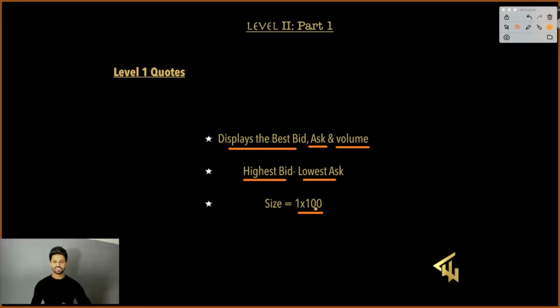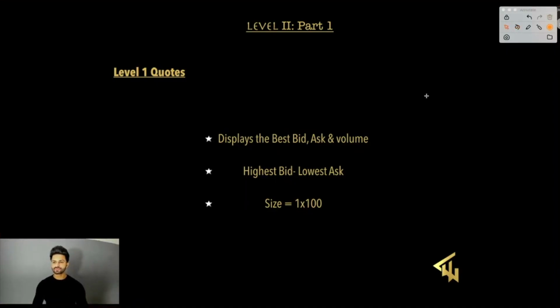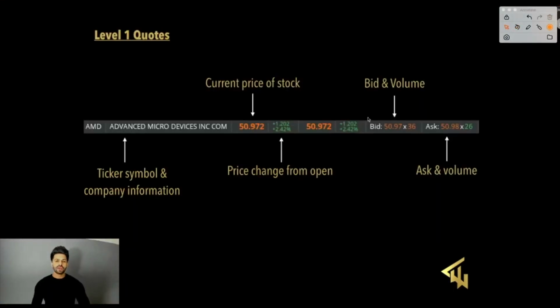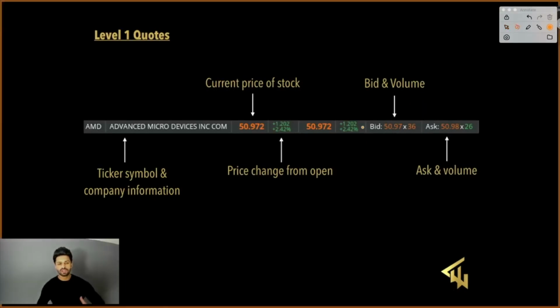Okay, so you might see 5 or 10 or 25 or 30, whatever that number is next to that best bid and ask price, you have to times it by 100. Okay, now this is how a typical level 1 information is displayed.